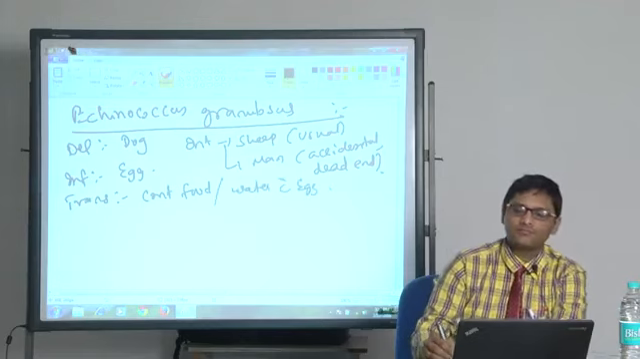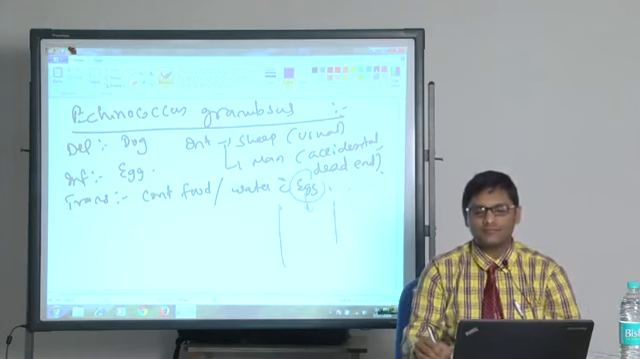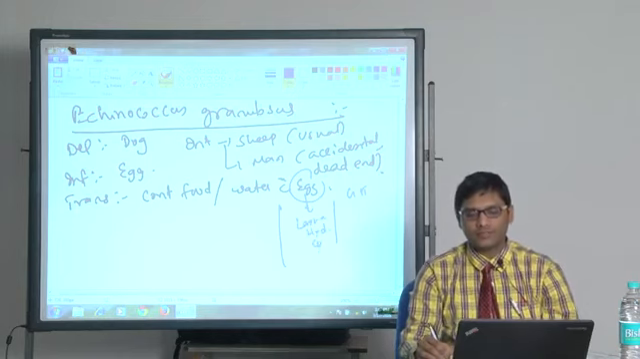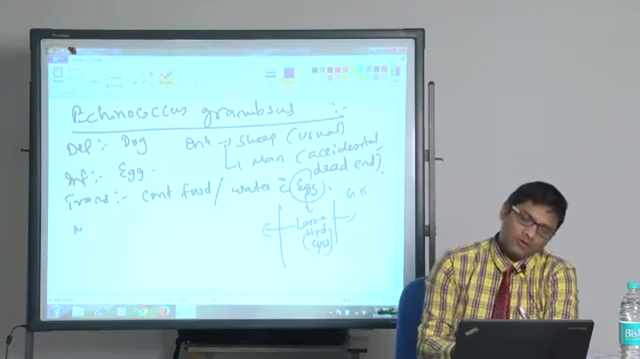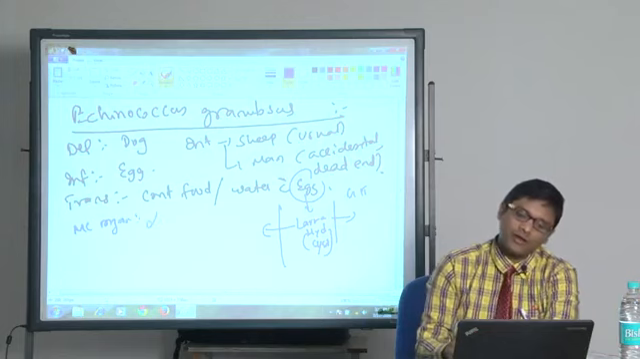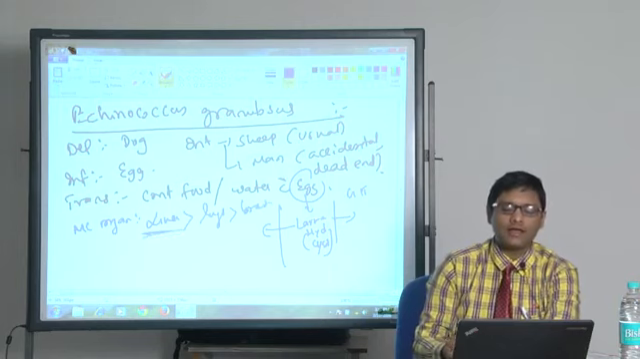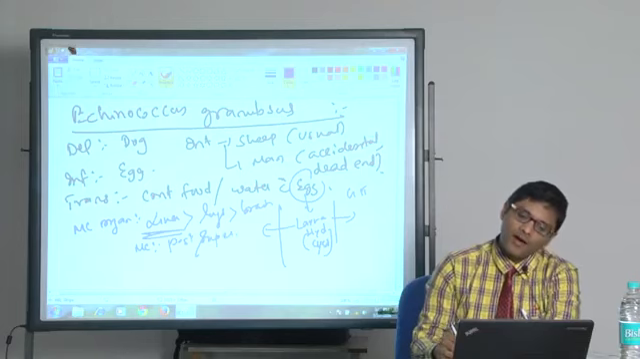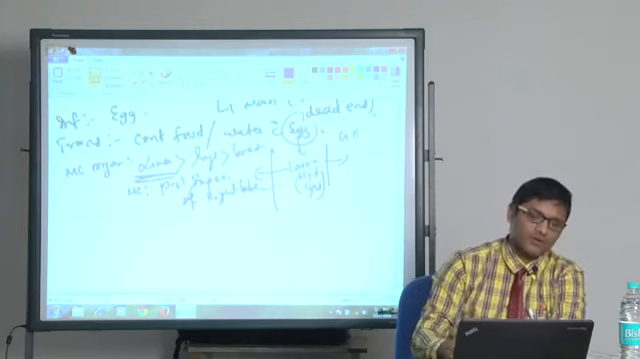When you ingest the egg, the egg inside the GIT will become larva. The larva is called hydatid cyst, and the larva will penetrate the GIT and go to various organs. The most common organ affected is the liver, followed by lungs, followed by brain. In the liver, again the most common site is the posterior superior aspect of the right lobe.